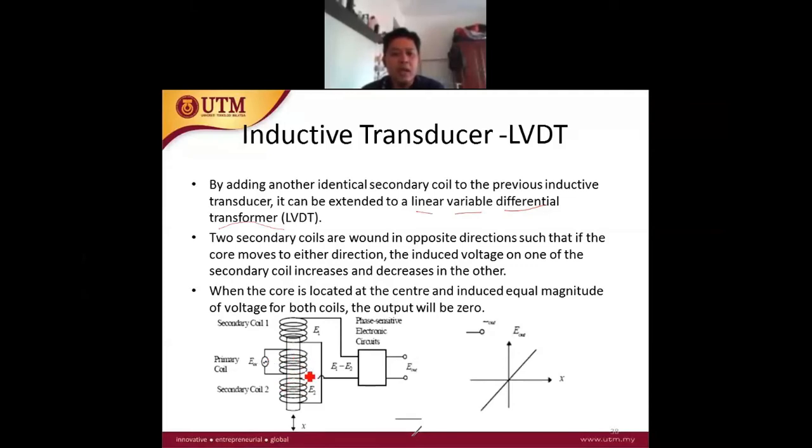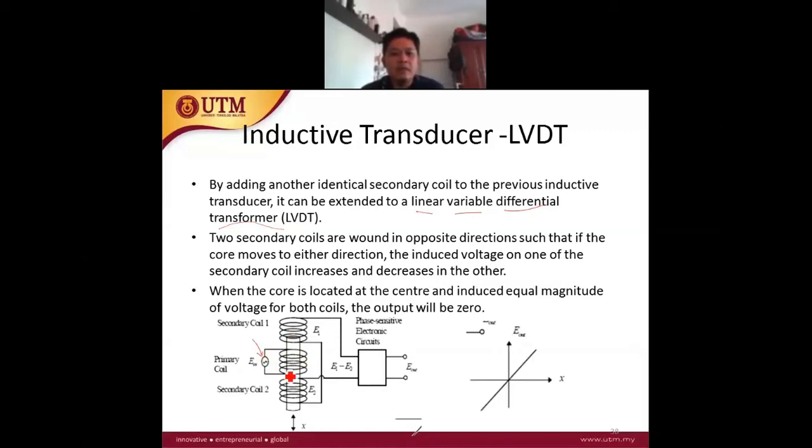Okay, and then we have another two identical sets of secondary winding or secondary coil. So we have a primary and then we have a secondary. The primary will provide the main signal, EX.